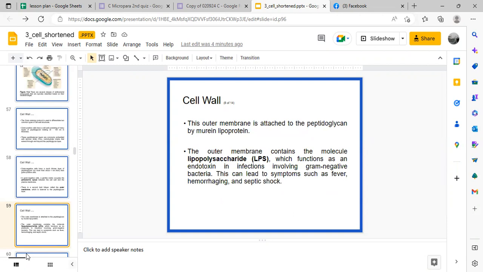So this outer membrane is attached to the peptidoglycan by murein lipoprotein. Okay? So what is the content of the outer membrane? It contains LPS, lipopolysaccharide. This is an endotoxin. That means, since it is attached to the outer membrane of the bacteria, it is a toxin that can lead to infections connected to gram-negative bacteria. It can cause fever and septic shock.